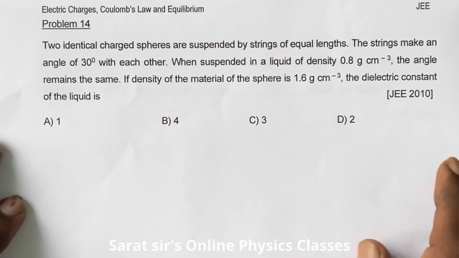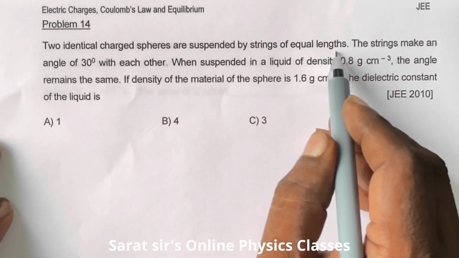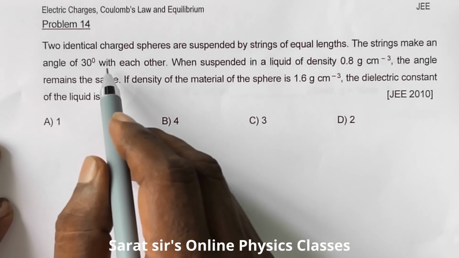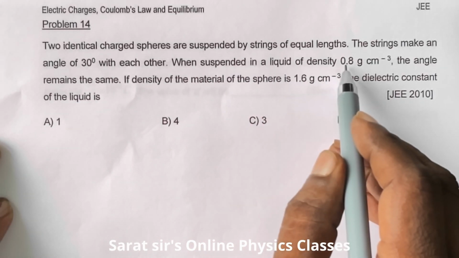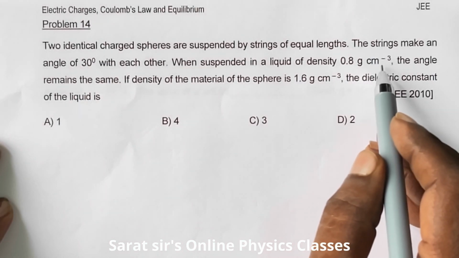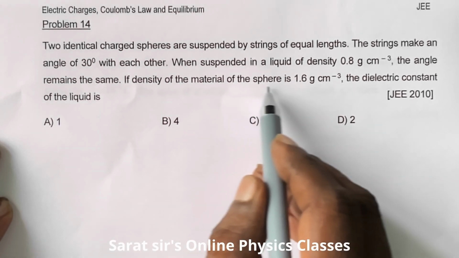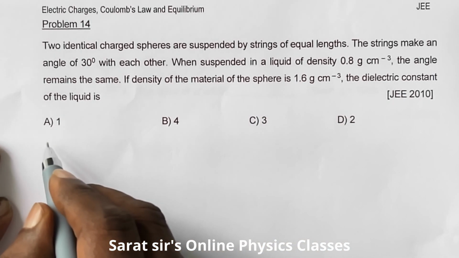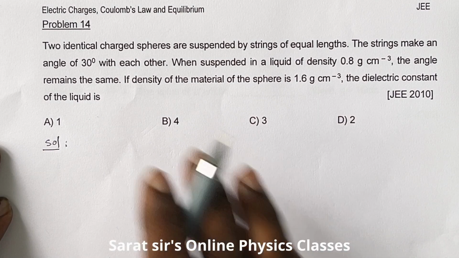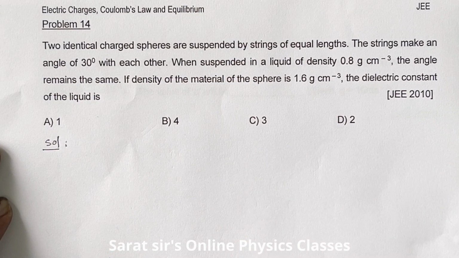In this problem, two identical charged spheres are suspended by strings of equal lengths. The strings make an angle of 30 degrees with each other. When suspended in a liquid of density 0.8 gram per centimeter cube, the angle remains the same. If the density of the material of the sphere is 1.6 gram per centimeter cube, the dielectric constant of the liquid is. In concept videos, this concept is discussed thoroughly. If you want to do it step by step, it is a little bit lengthy.